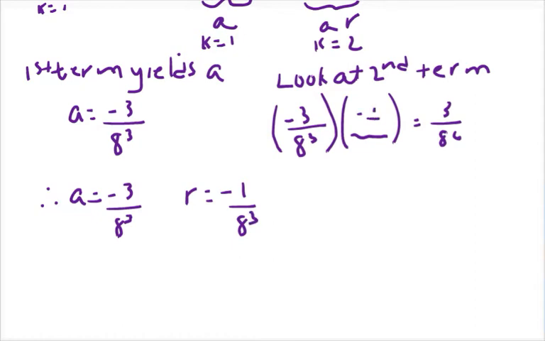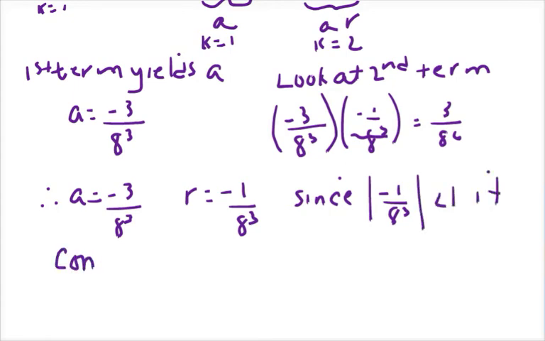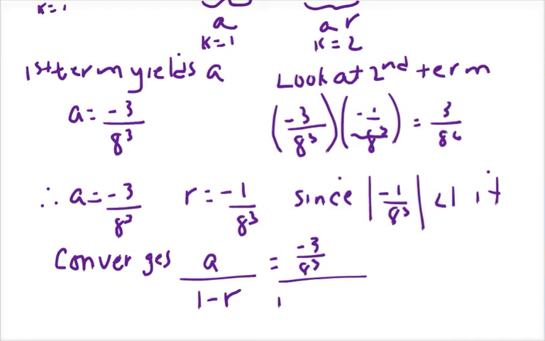All right, plug it in and check it. Make sure you're good. Add your exponents, multiply your signs, it becomes a positive. So since the absolute value of minus 1 over 8 cubed, which is r, is less than 1, it converges. And specifically, it converges to a over 1 minus r. So plug in your values and crunch the numbers.